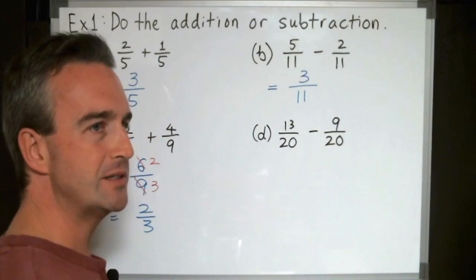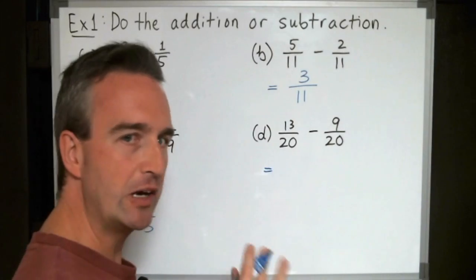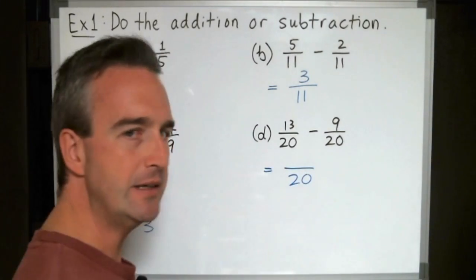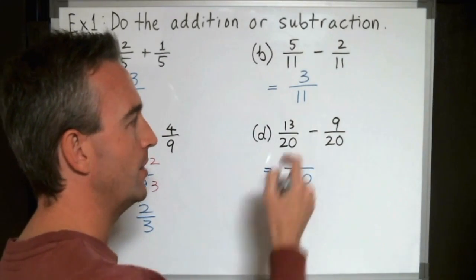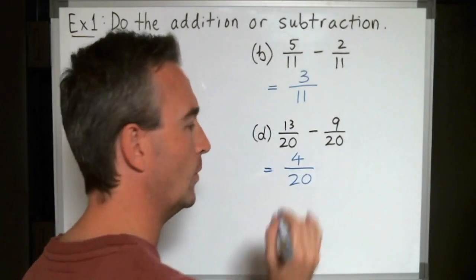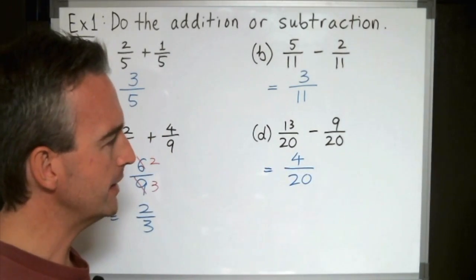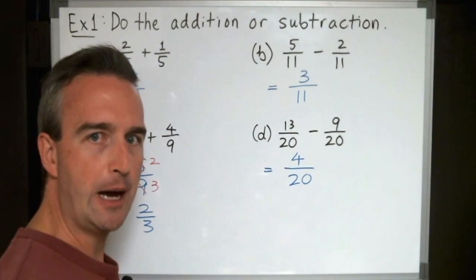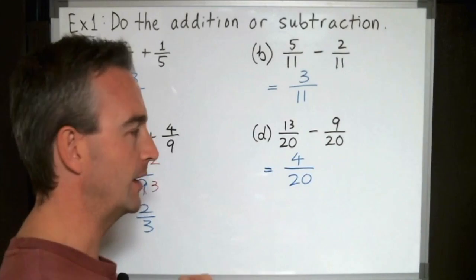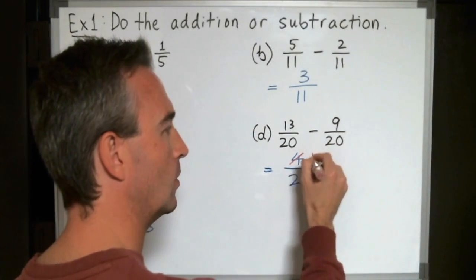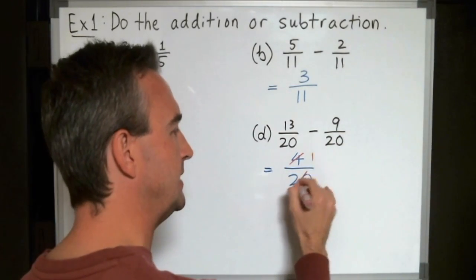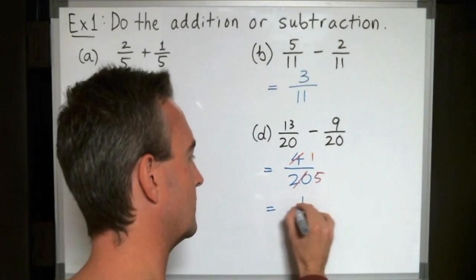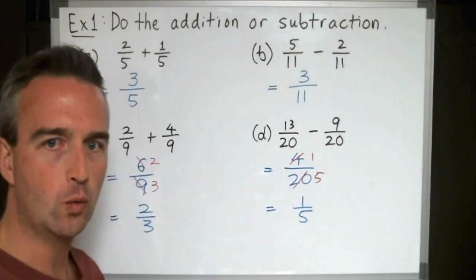And let's take a look at the fourth one. 13 over 20 minus 9 over 20. We have our common denominator, which is good. The answer is going to be over 20. Let's subtract the numerators. 13 minus 9 is 4. Can we simplify that? Yes we can. 4 over 20. 4 and 20 are both divisible by 4, aren't they? So 4 divides into 4 once. 4 divides into 20 5 times. So final answer for this one, 1 over 5 or 1/5.